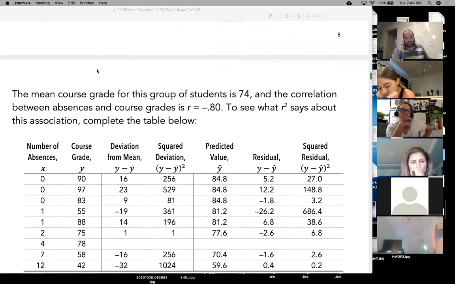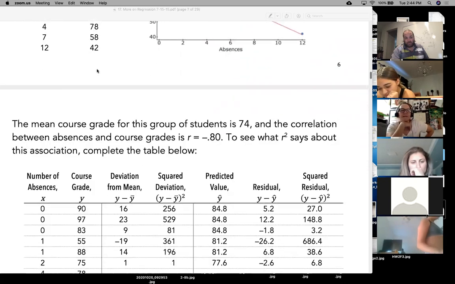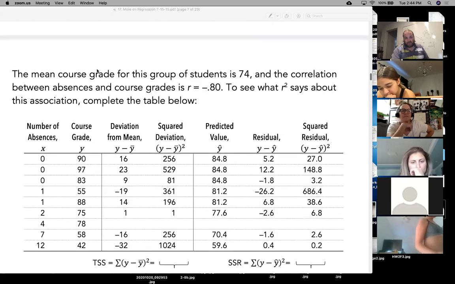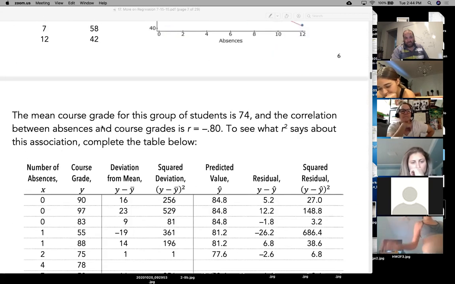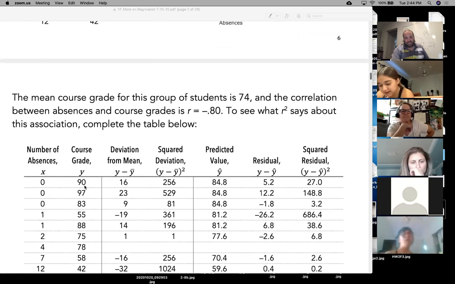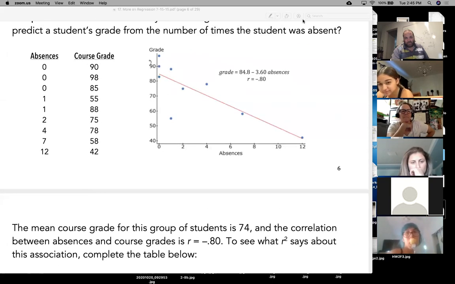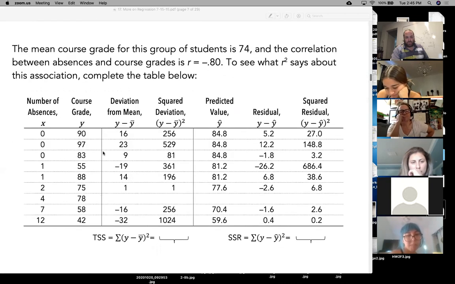We copied the course grade, 90, 97, 83, 90, 98, 85. They made mistakes. 90, 98, 85 should be 90, 97, 83. Not that it matters for us because we're going to use the other ones, but for your notes, these ones should be 97 and 83 technically. Just mistakes, and they're only mistakes because of what comes next, because this is what we're going to be using.